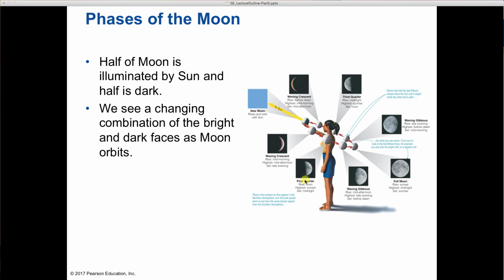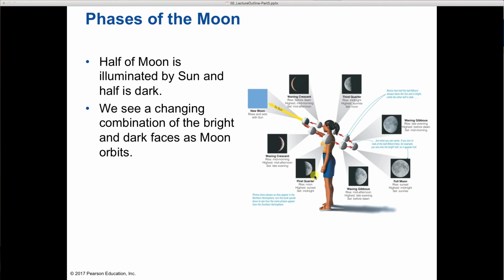This is an actual picture of that moon. Here's the right side, if we're looking at this picture now, the right side of the moon illuminated and the left side dark. That's called a first quarter moon because the moon has gone 1/4 of the way around its orbit from new moon. It's the first quarter of its orbit. That's a first quarter moon.